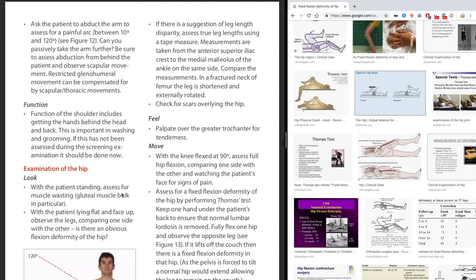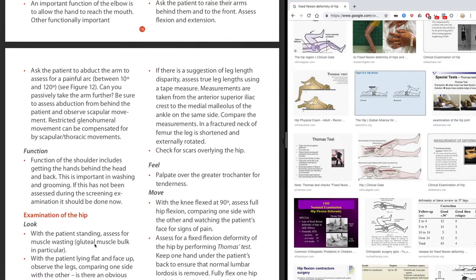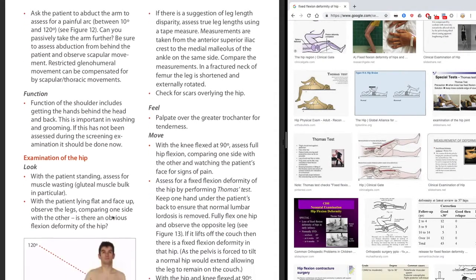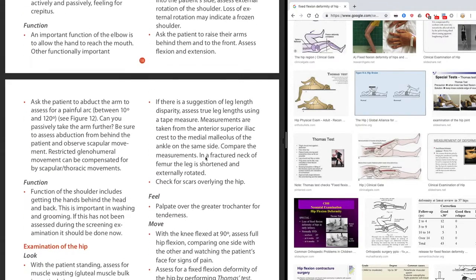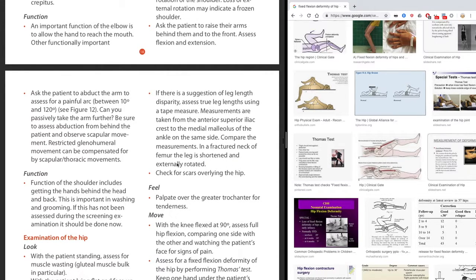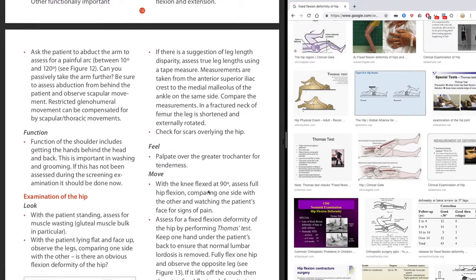Scars. Right, so look for gluteal muscle wasting and then ask them to lie down, and when they're lying down flat, compare the legs. See if there's any obvious fixed flexion deformity, a leg length disparity, or one of the feet facing outwards. So the leg is shortened and externally rotated. That's why one of the feet will be facing outwards and one of the legs will appear shorter. It's in fracture neck of femur. Look for scars. Okay, next we move on to feel.